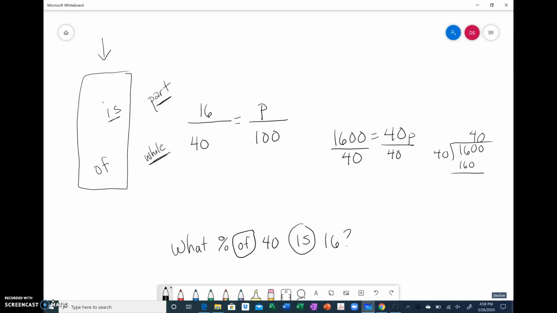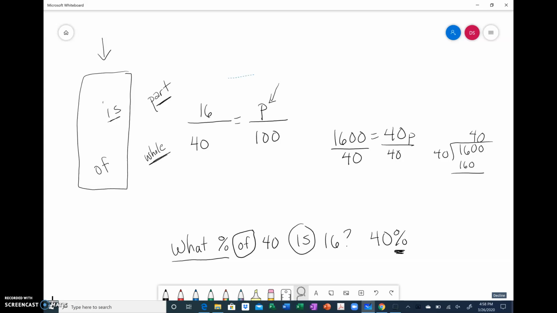40%. Now, why do I say that? Because the question said what percent. That's what we were solving for. So, this is very important. If the question says what percent, you have to put this percentage sign next to the answer.